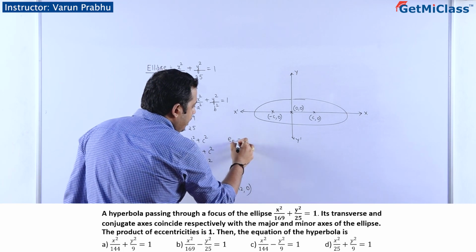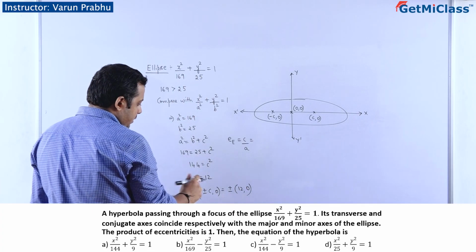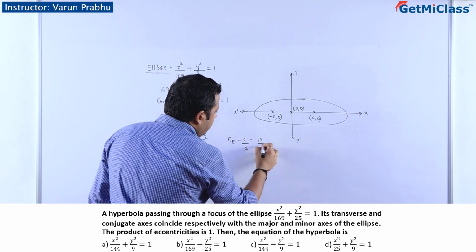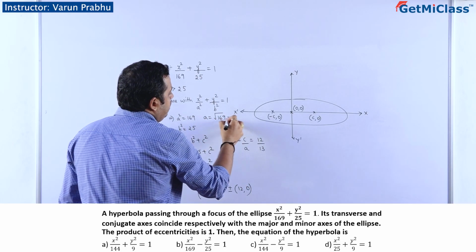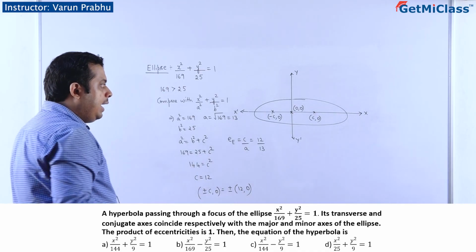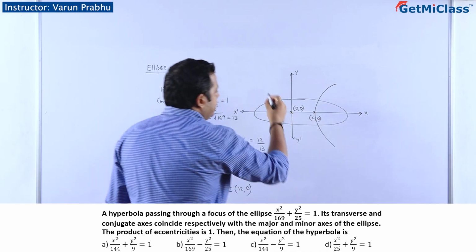Eccentricity of this particular ellipse is c by a. So, what is the value of c? c is equal to 12, divided by a. The a value is equal to root 169, that is equal to 13, right. Again, now the hyperbola will pass through the focus or foci of the ellipse.